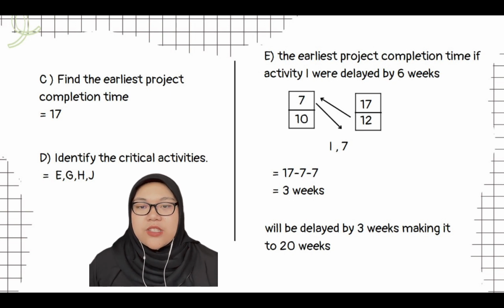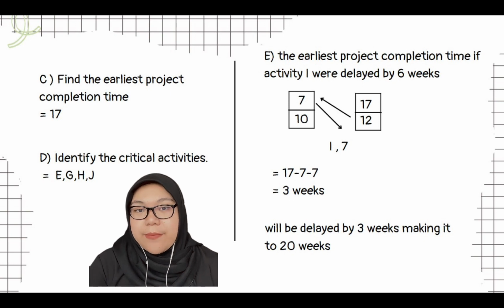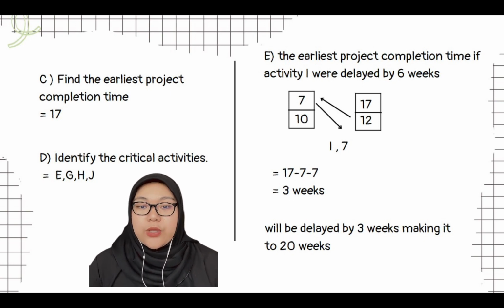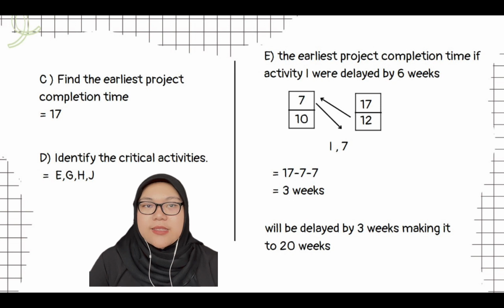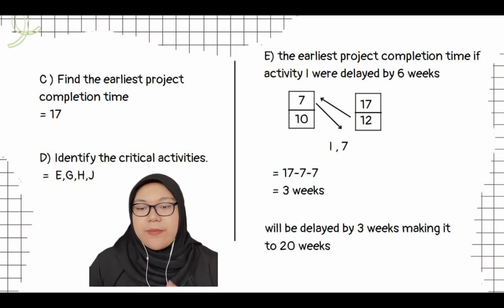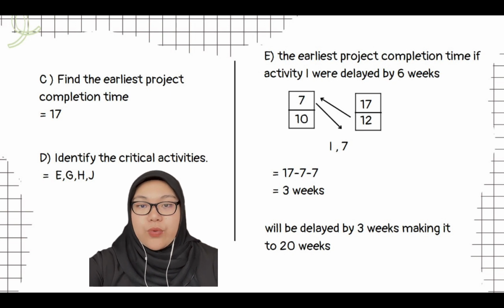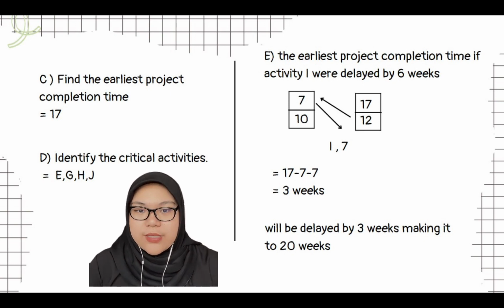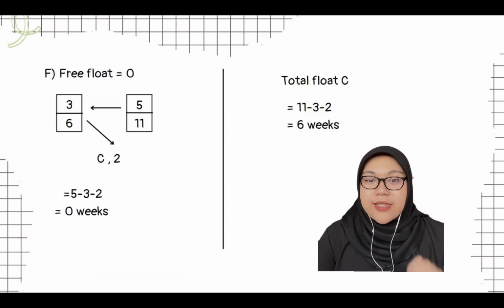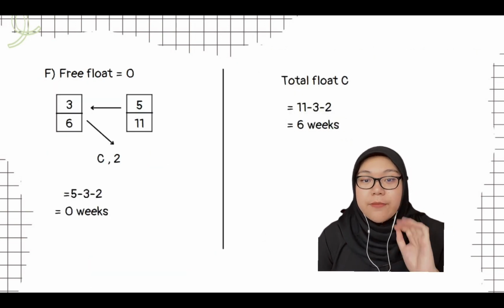E, the earliest project completion time if the activity were delayed by 6 weeks. So we need to do 17 minus 7 minus 7, so we get 3 weeks. It will be delayed by 3 weeks, making it 20 weeks. F, free float is 0. 5 minus 3 minus 2, so we get 0 weeks.